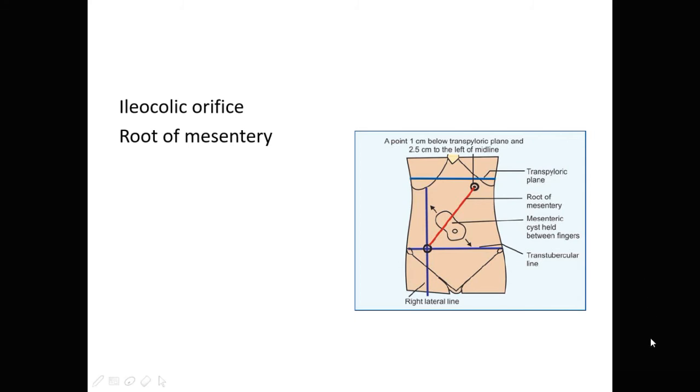Then the root of the mesentery. The first point is drawn around 1 centimeter below the transpyloric plane, and this is lying around 2.5 centimeters to the left of the median plane. And the second point is the intersection of the right lateral and the transtubercular plane. By joining these 2 points, the attachment of the root of the mesentery can be demonstrated.